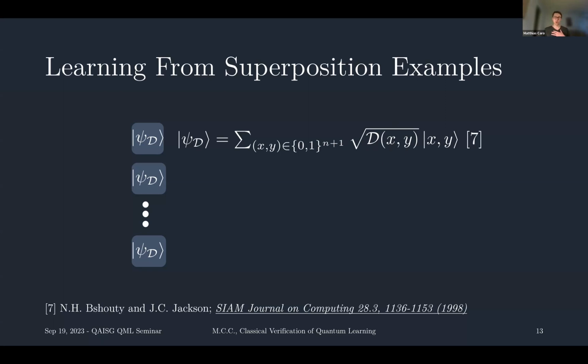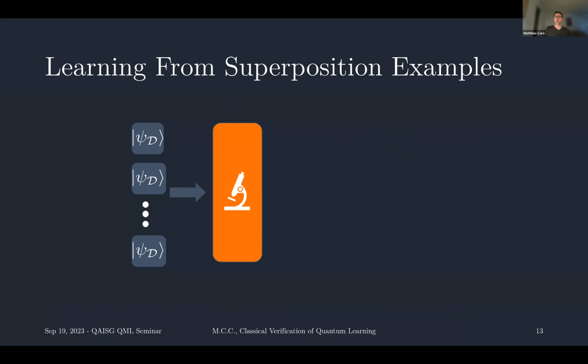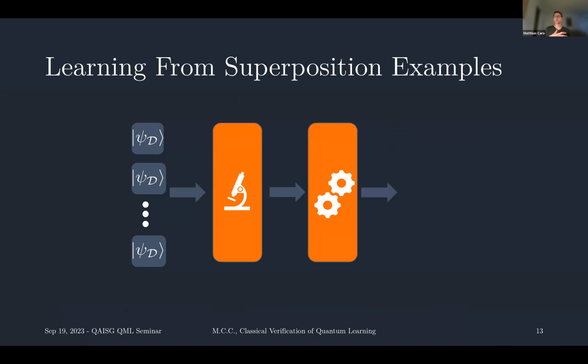And this idea goes back to Bshouty and Jackson from the late 90s. Now the setting is that you don't know this distribution. So your goal is to learn a function that reasonably well aligns with this unknown distribution. The way for you to do this is to measure copies of the state, to process the measurement outcomes that you got, and to then output a hypothesis that hopefully does the job. But the point is that we change the resource from classical examples to quantum superposition examples. And then we ask, is that resource more powerful than what we started with?